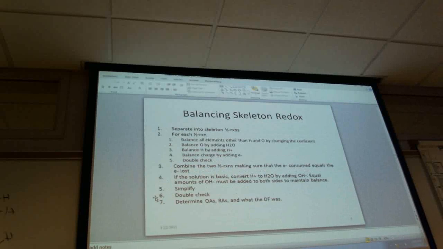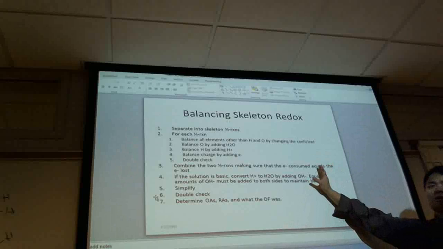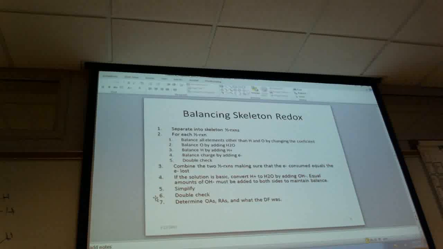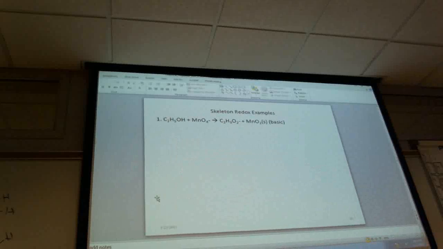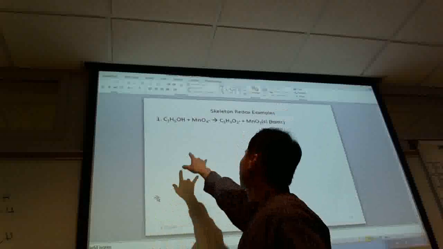Balancing skeleton redox is in chapter 5, so this is just Chem 1A. I think at the end of chapter 5 they talk about this, so go back and review these rules here. But skeleton redox is quite a bit different. Skeleton redox is like this.